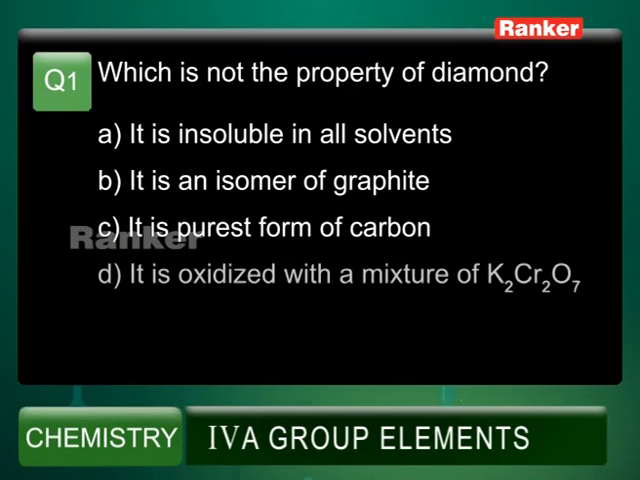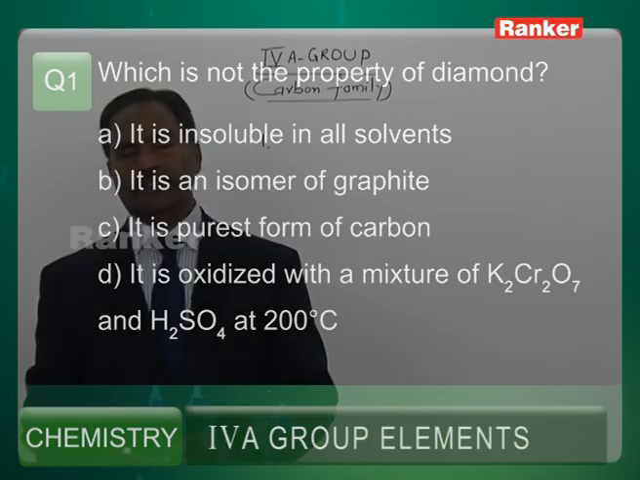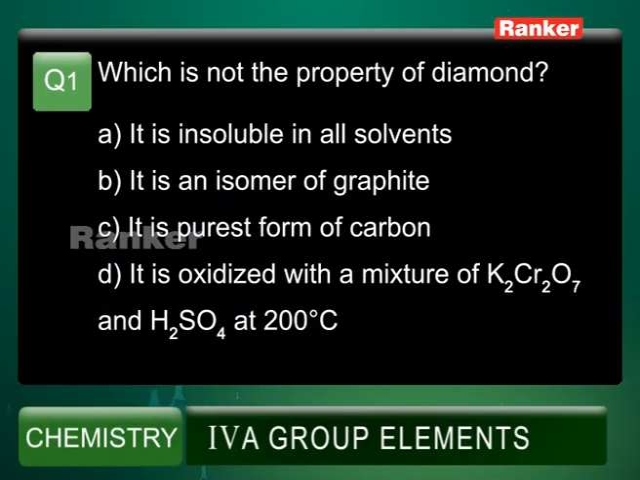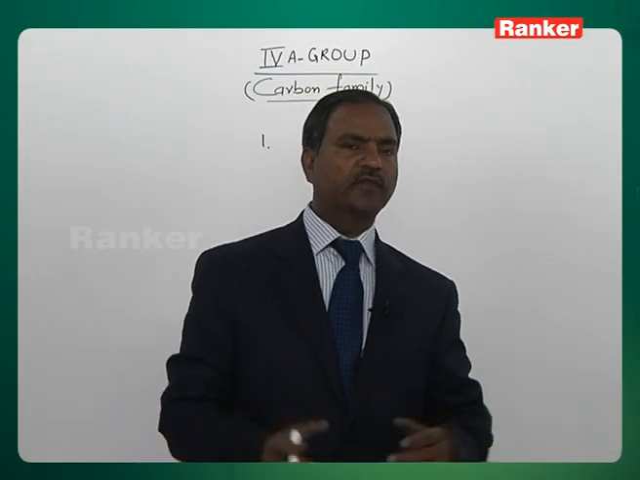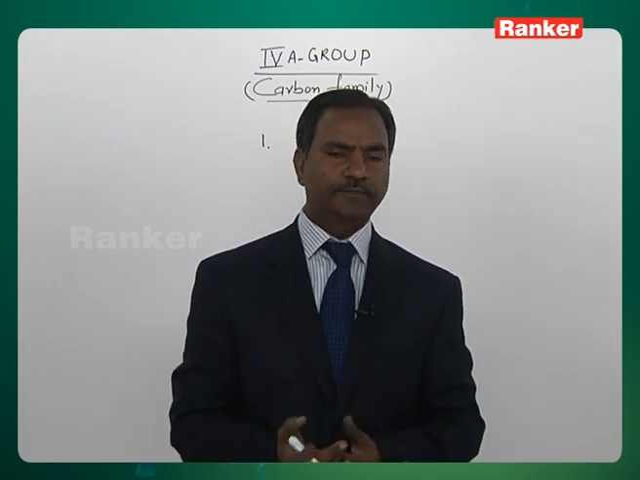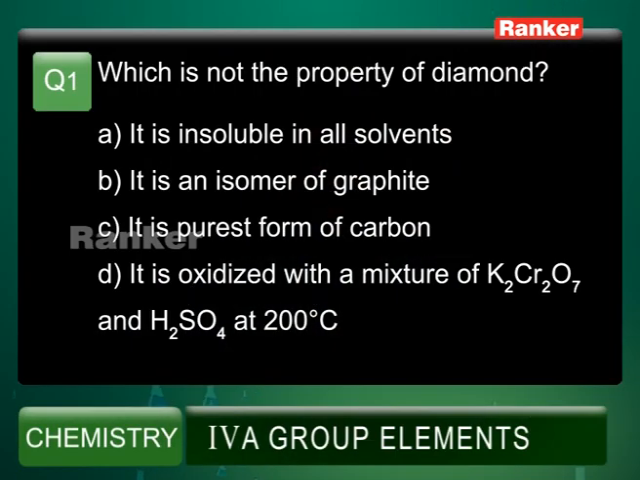Which is not the property of diamond? A. It is insoluble in all the solvents. Yes, it is insoluble in all the solvents. B. Isomer of graphite. But see, diamond is not an isomer of graphite. Graphite and diamond are actually allotropes of each other, allotropes of carbon.